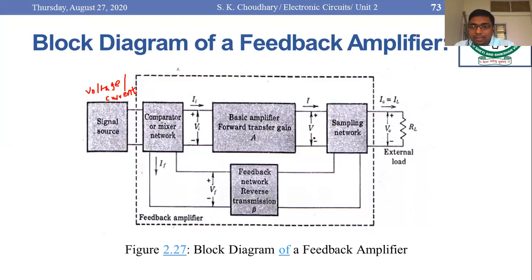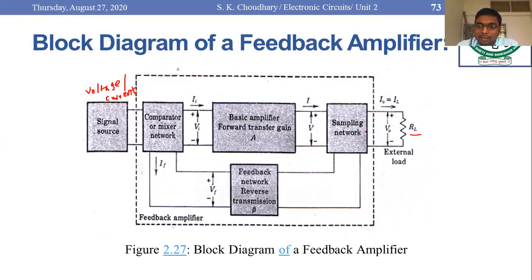Then the output of this, you can also see that in every block there is a dual input, dual output. There is a sampling network that is associated with the output network. On the right hand side of the sampling network is the load resistor, that is the external load actually. Here we have shown a resistive load, but you can also show a capacitive load, inductive load, or a combination of these. Across this load we calculate the output voltage.